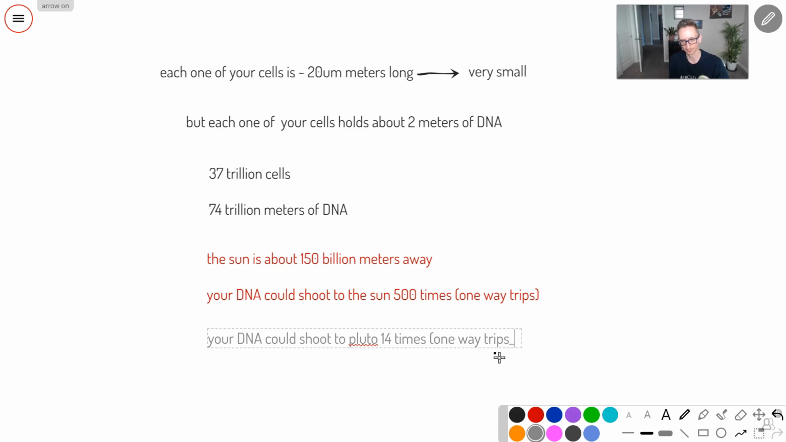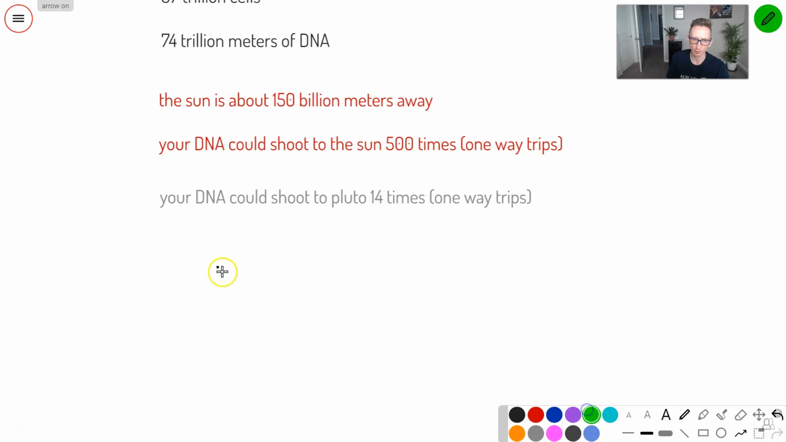One-way trips. So, that counts as 1. Counts as 2. You could have 14 sections of your DNA reaching Pluto. I don't know exactly how far away Pluto is. I don't remember. But I did that math a while ago, and it's pretty crazy.